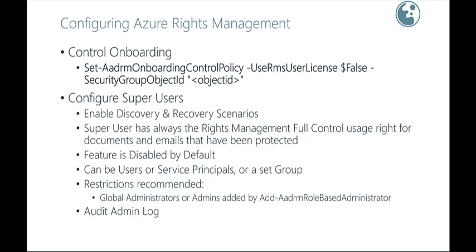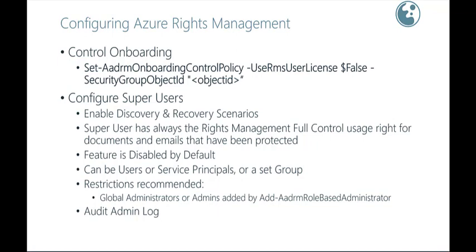You should also look into configuring super users, because that will enable your organization to use discovery and recovery scenarios. A super user will always have the rights management full control users right for documents and emails that have been protected. So consider the following scenario. You have users that are owner of documents and they protect that document so only they can have access to it. And then that user maybe leave your organization. And how can you get access to that data again? This is where the super user functionality comes in handy. This feature is disabled by default.